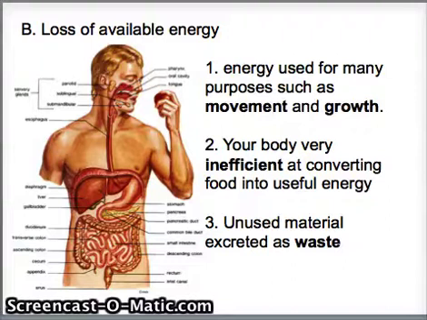So the food, you do get energy from your food, but there's actually a lot more energy in the food than we actually get from it. So unused material is excreted as waste. This is through fecal material, but then also the carbon dioxide you breathe out and things like that.